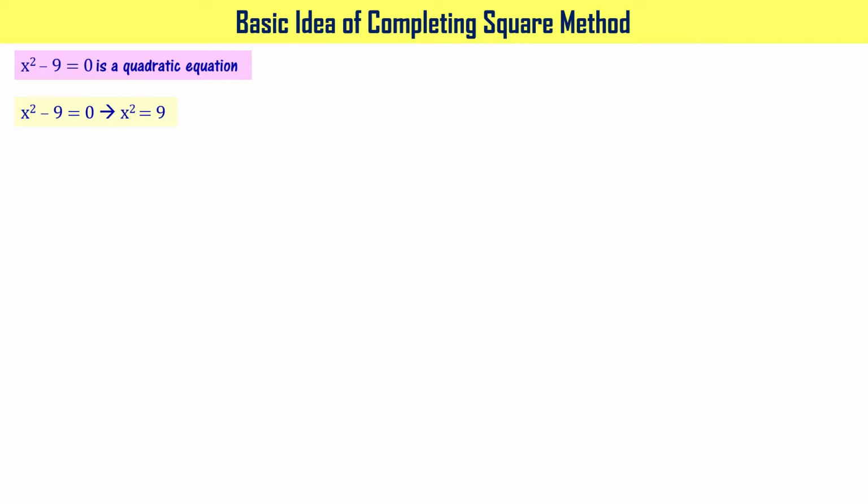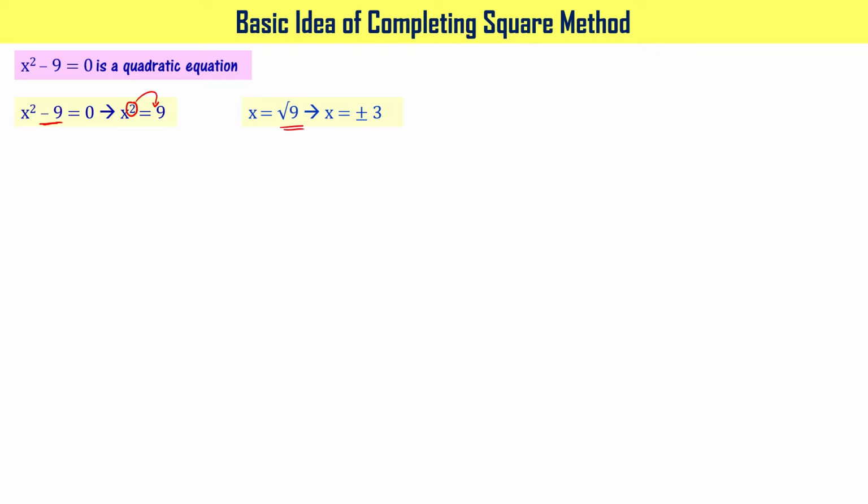We can solve this equation by writing it as x square equal to 9, right? I have transposed this minus 9 to the other side. When I do that, I get x square equal to 9. I can take this power 2 to the other side so that it becomes a square root. So I can write the equation as x equal to square root 9, right?